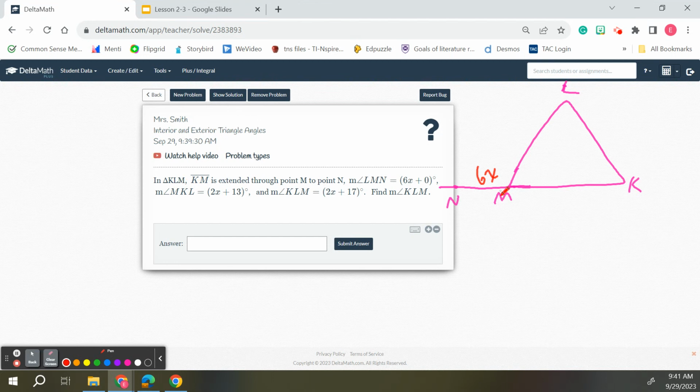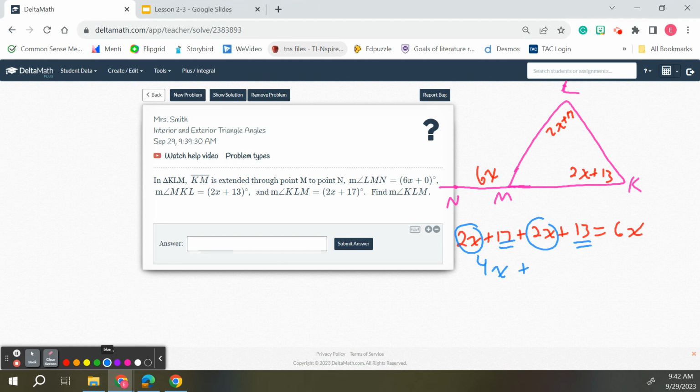We have MKL. So here's M to K to L. This guy is 2x plus 13. And then we have KLM, so K to L to M. This is 2x plus 17. So what I'm going to do is take these two, add them together, and it's going to equal the 6x. So I'm going to have 2x plus 17 plus 2x plus 13 equals 6x. I'm going to combine my like terms. That's 4x.